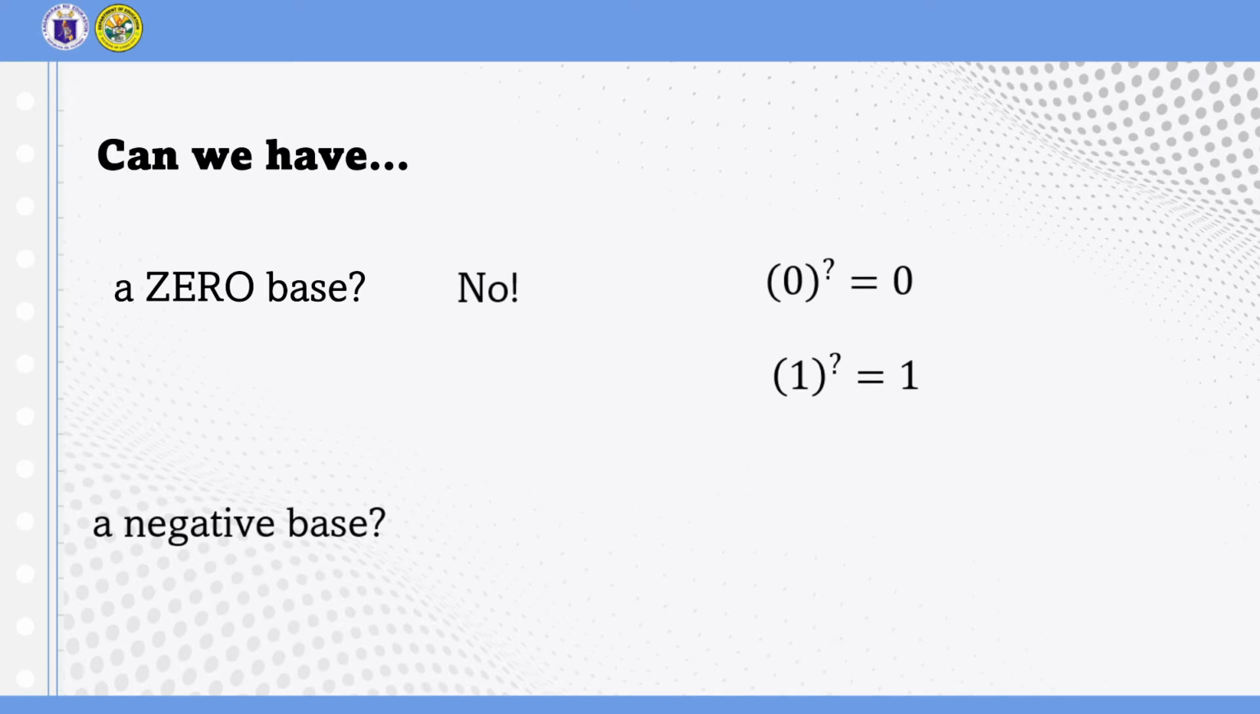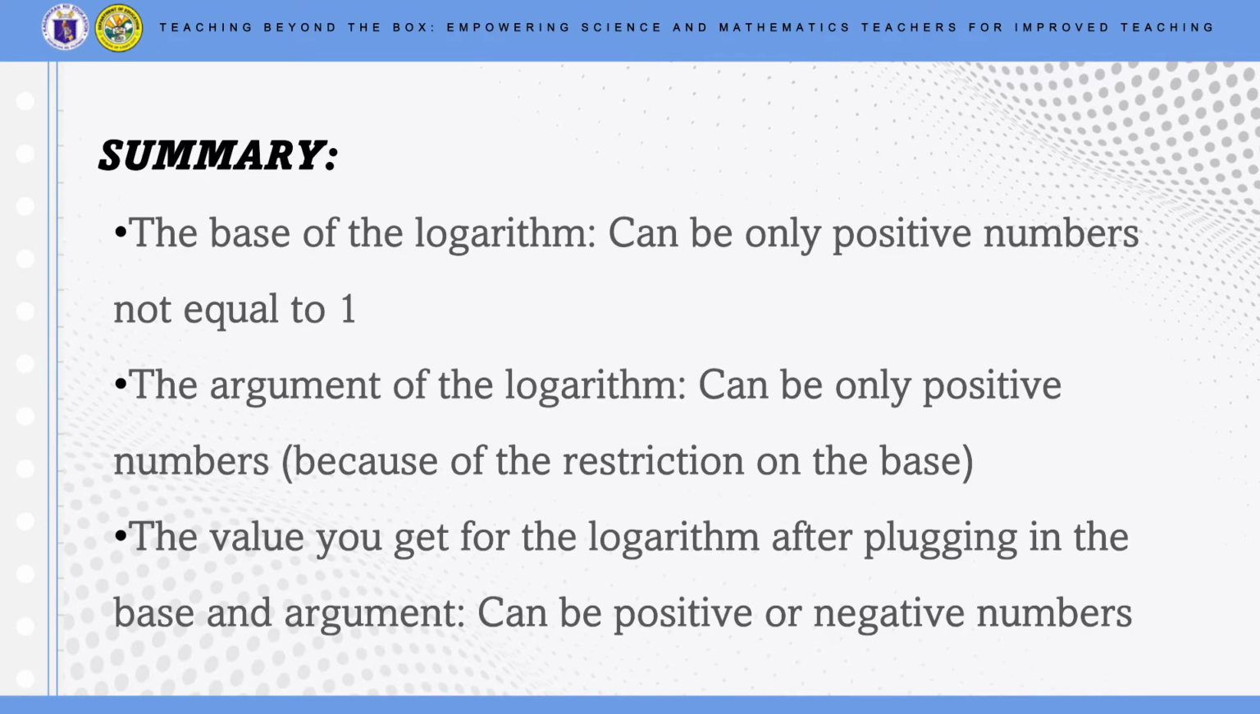To summarize, since we only allow the log's base to be a positive number not equal to 1, that means the argument of the logarithm can only be a positive number, which means that in order to protect our bases, we must only allow positive arguments inside the logarithm.